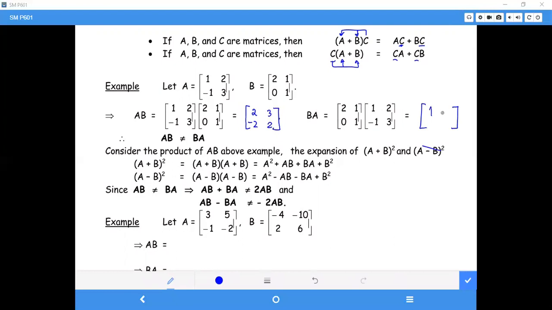Maybe I can just stop here, right? Because you can see that the first entry of this matrix is 2, and the first entry of this matrix is 1. I don't even know the values of the other 3, but I know that 2 and 1 cannot be equal, so I can just stop here and make a conclusion, right? AB is not equal to BA. So with matrices, you cannot change the order for the multiplications. It doesn't work like numbers.